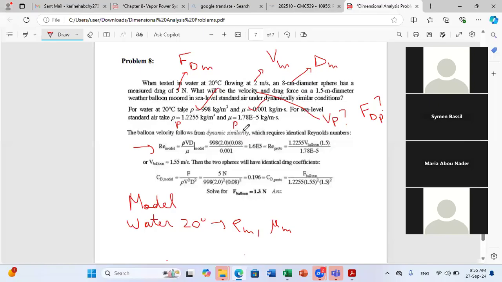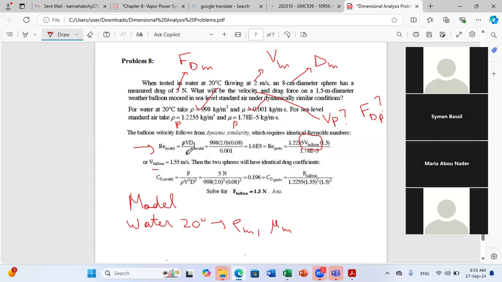So first, to determine the velocity in the prototype, in the real case, we need to apply that Reynolds model equals Reynolds prototype. When we write this equality, the only unknown is the velocity of the prototype, so the actual velocity of the balloon. We can solve for it.